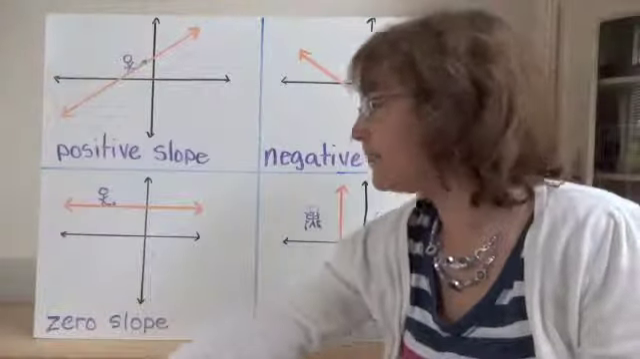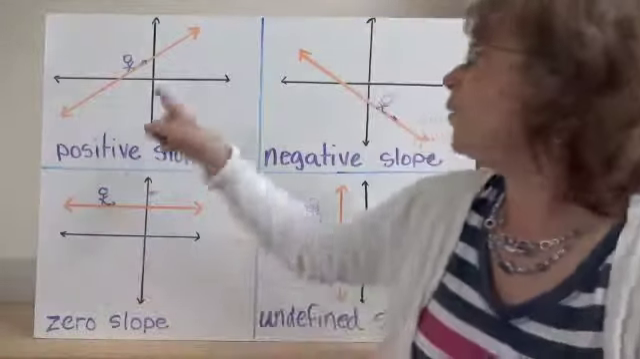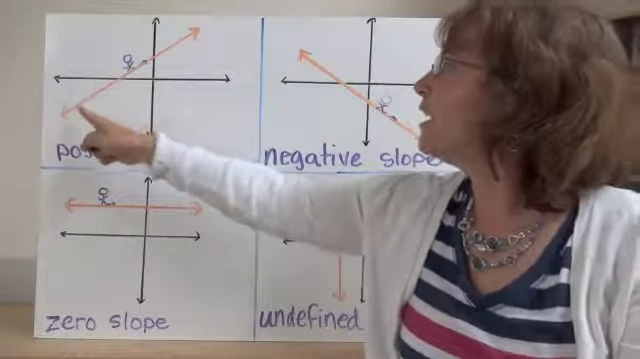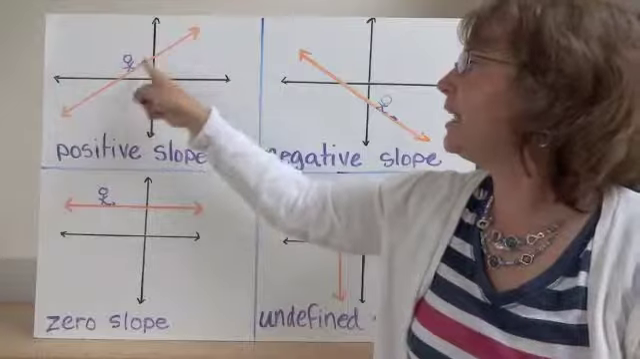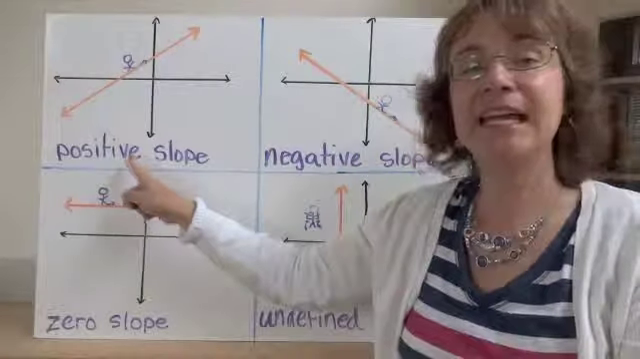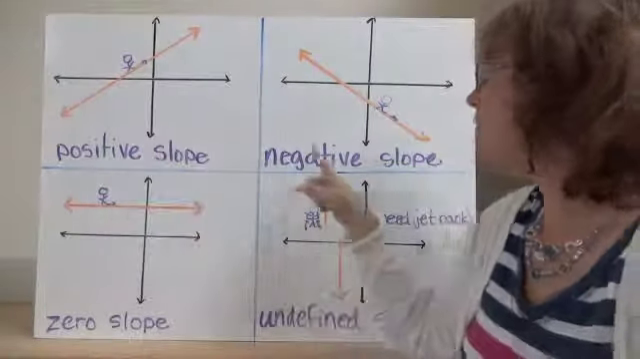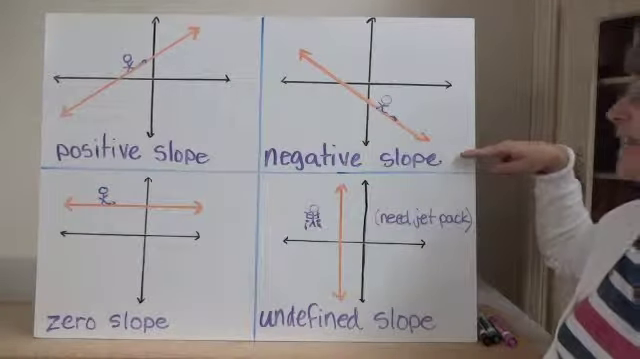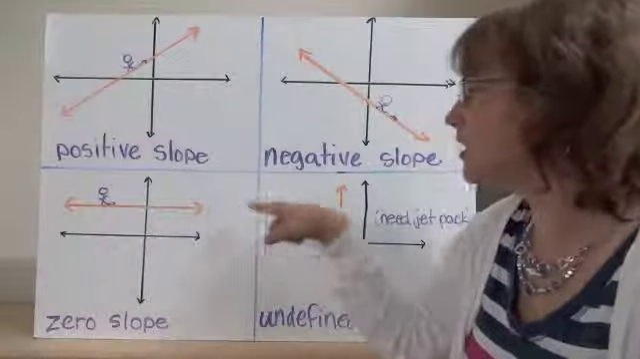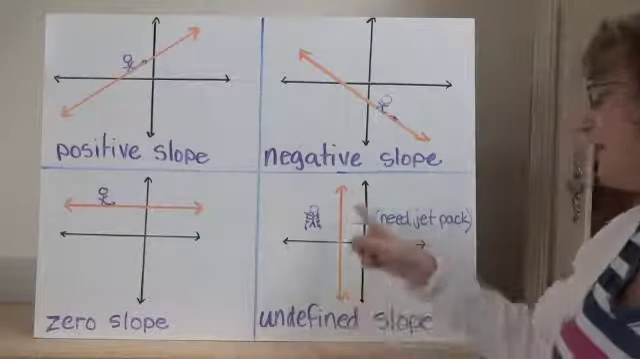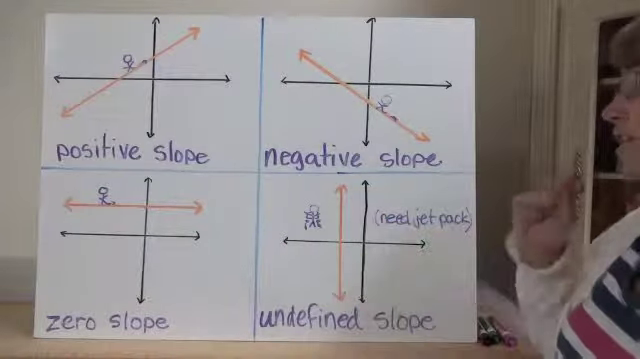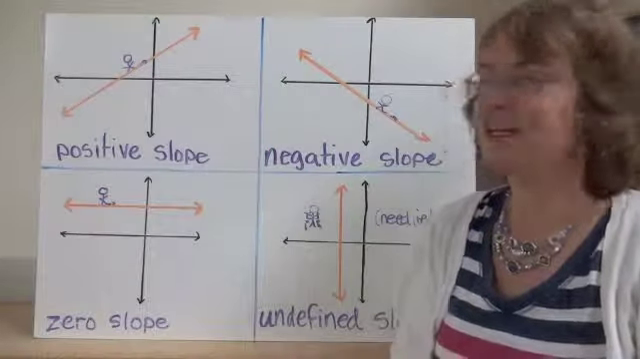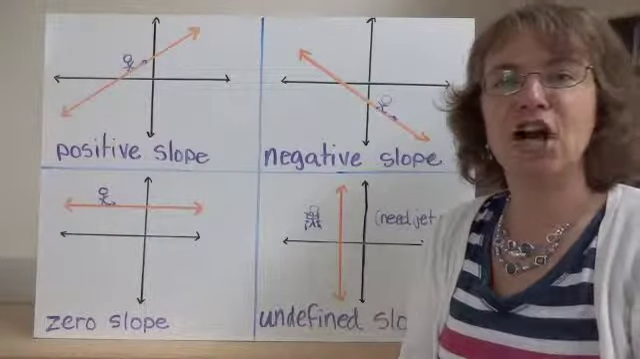So looking at our possibilities, we have the possibility of a positive slope. As we go from left to right and you're walking uphill. Anytime you're going uphill from left to right, it is a positive slope. A negative slope, as you go from left to right, you're going downhill. So that's a negative slope. A 0 slope is just flat. And an undefined slope is the one you need a jetpack for, is straight up and down. It's just a nice vertical line. Those are our 4 possibilities when talking about slope.